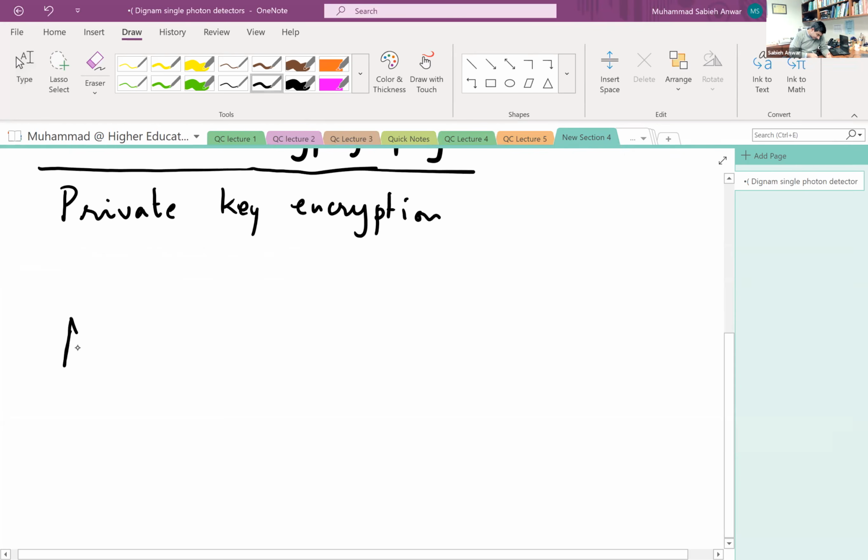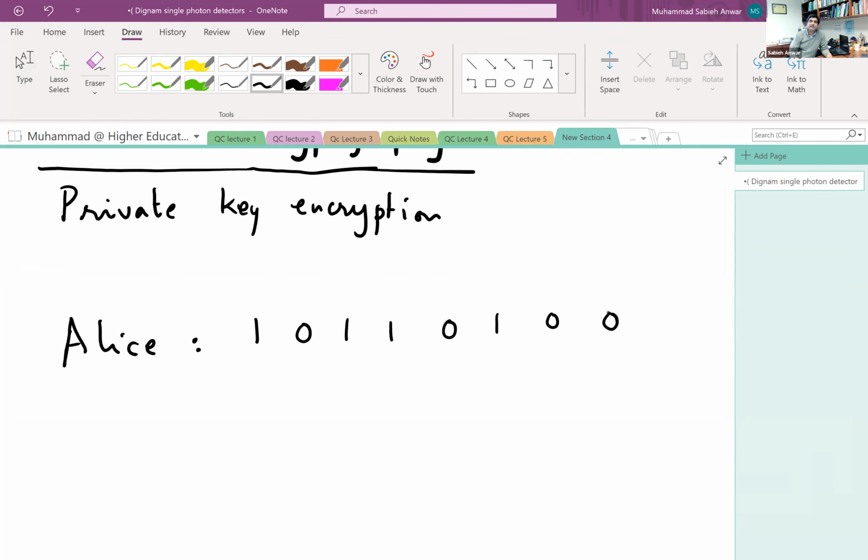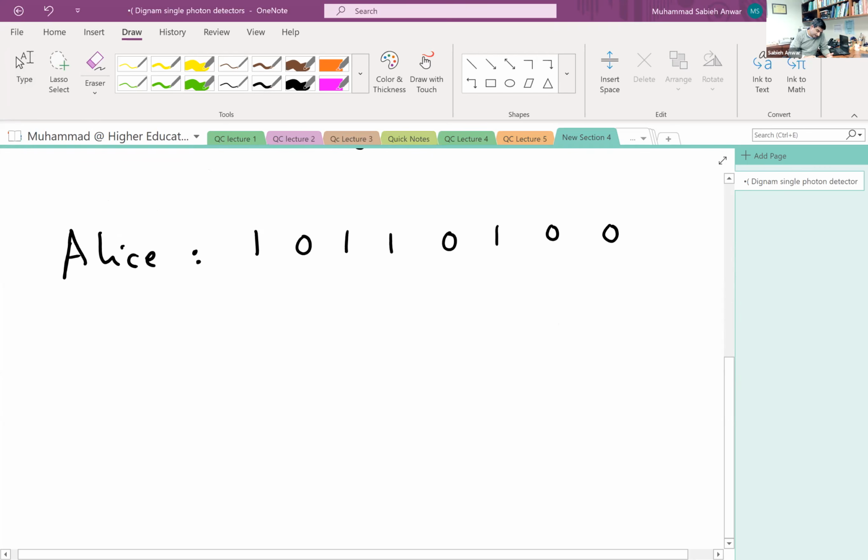Suppose we have Alice and she would like to send some message to Bob. The message is a stream of zeros and ones, say 1011010. She would like to send out this message to Bob and she would like to encrypt this message. So, what she would do, she would create a secret key or a private key.